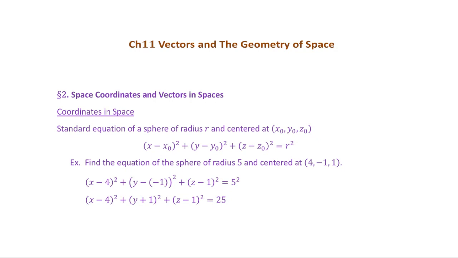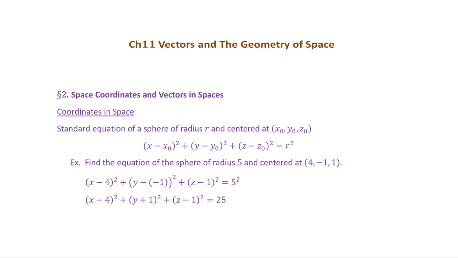So, for example, how do we find the equation of the sphere of radius 5 and the center at the point (4, negative 1, 1)? Just plug in numbers: x0 equal to 4, y0 equal to negative 1, z0 equal to 1, r equal to 5. So then we get x minus x0, which is (x minus 4) squared, and then (y minus y0) squared, so you get (y minus negative 1) squared, and (z minus z0) squared, so that's (z minus 1) squared, equal to 5 squared, r squared, okay?